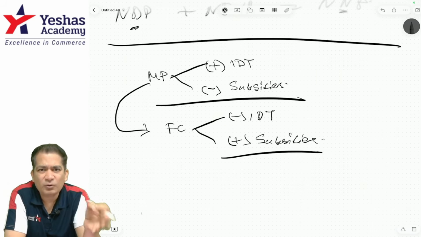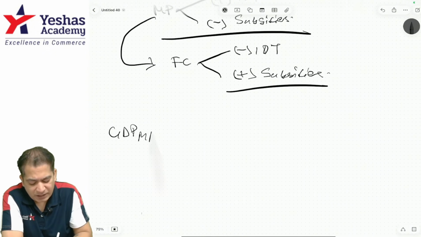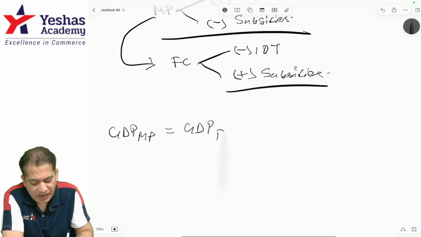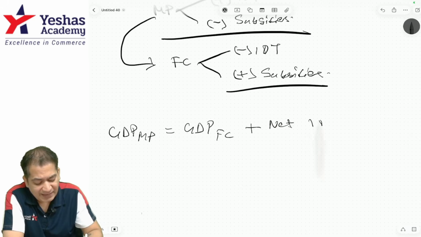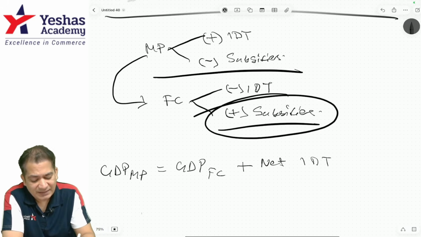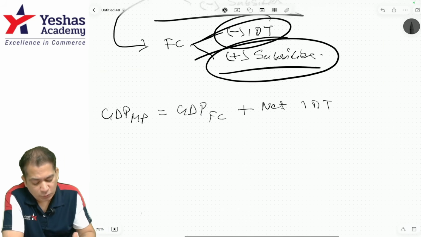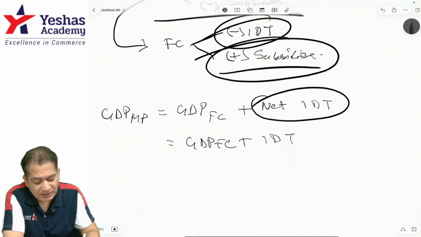Just remember an easy way to remember market price. What we pay, we add. What we don't pay, we deduct. We pay taxes, we add. We don't pay subsidy, we deduct. So if we want to calculate GDP at market price from the GDP at factor cost, then we will have to add to the factor cost what we call net IDT. Net IDT, net indirect taxes, is when we make the adjustment between indirect taxes and subsidies. So we add indirect taxes and deduct subsidies from it.